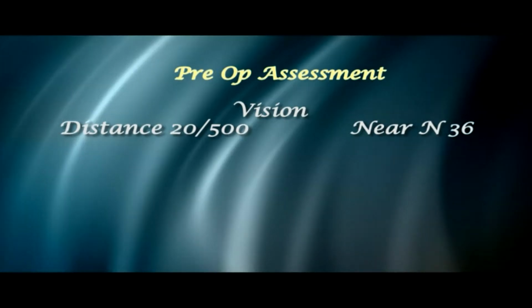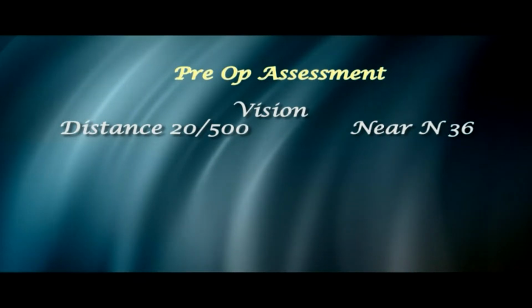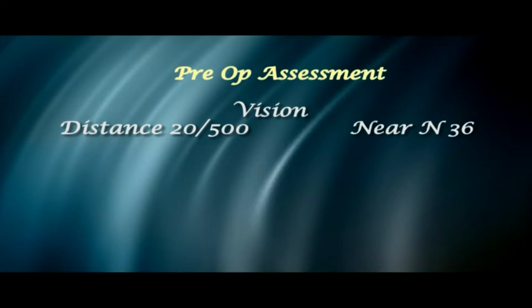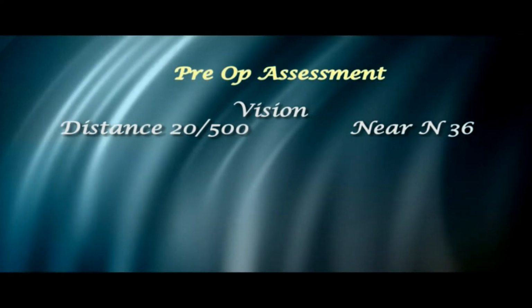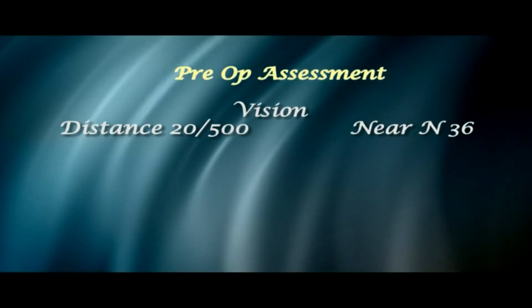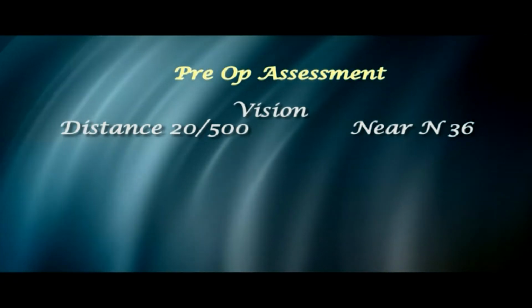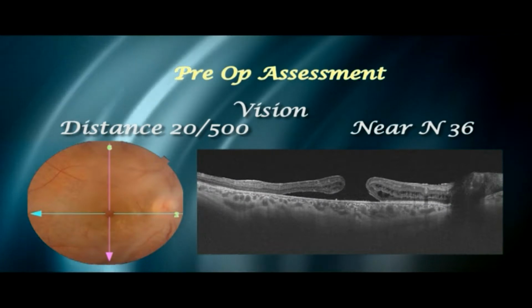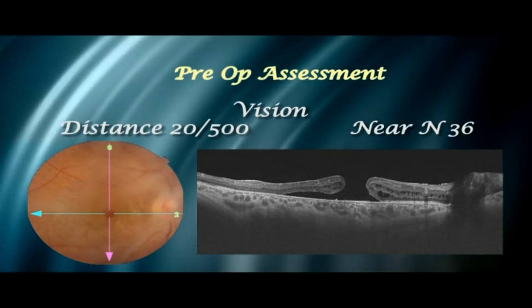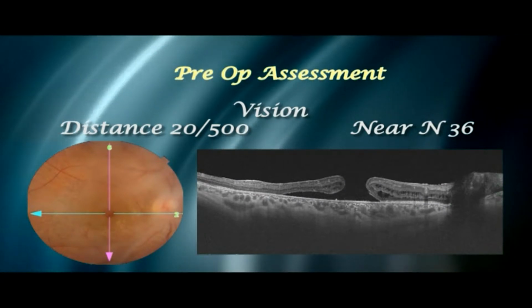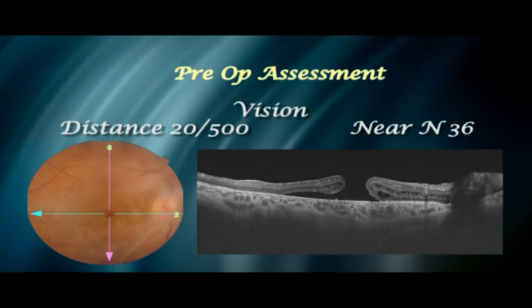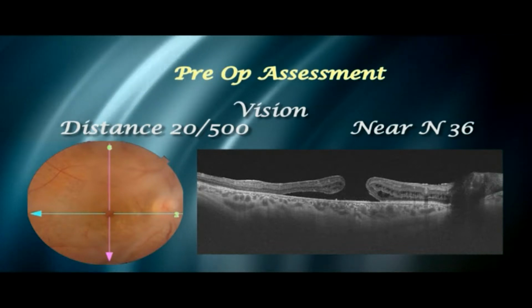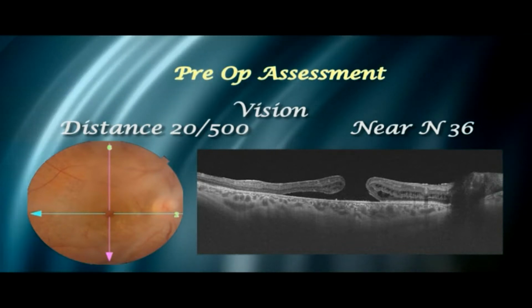A 61-year-old female presented with decreased vision in her right eye for over 1 year. At presentation, her visual acuity for distance and near were 20/200 and N36 respectively. The optical coherence tomography showed the presence of a full thickness macular hole.